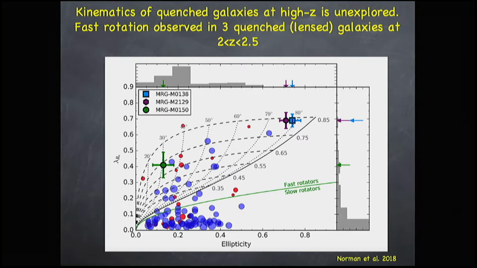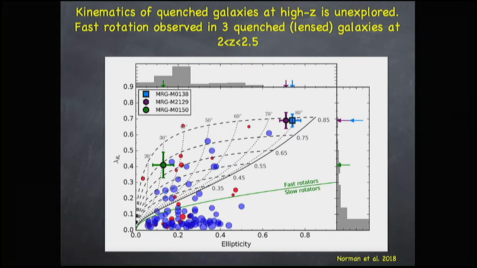In fact, this is a very recent paper by Andrew Newman et al. These are, I think, Magellan and Keck spectra of 3 galaxies. These are the best cases we could do so far. The galaxies range in redshift between 2 and 2.5. These are passive systems. And plotted here is their ellipticity obtained from Hubble images after lensing reconstruction. These are lensed galaxies, which is why they could do it.